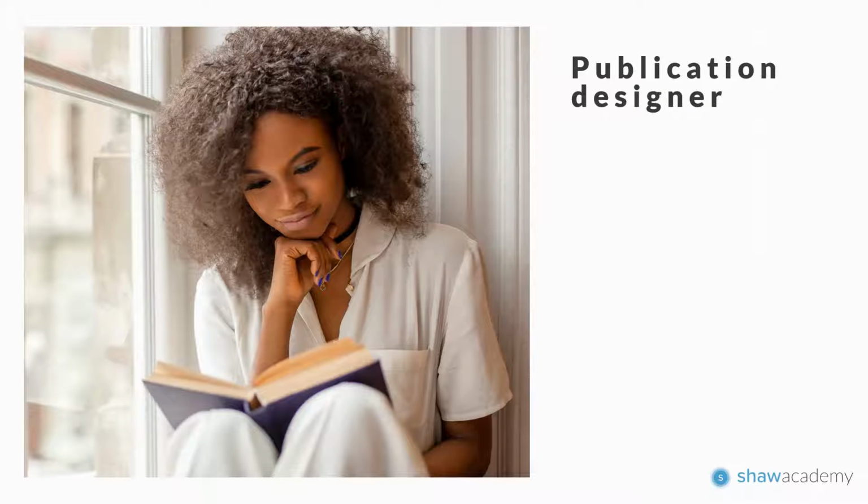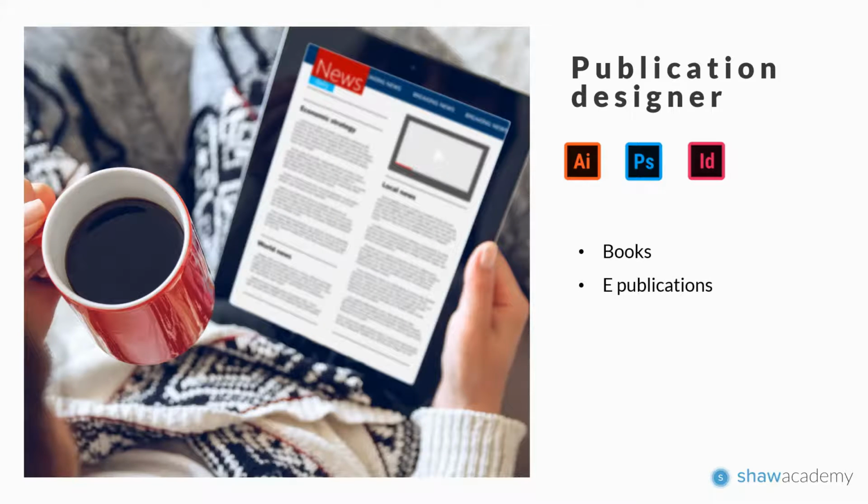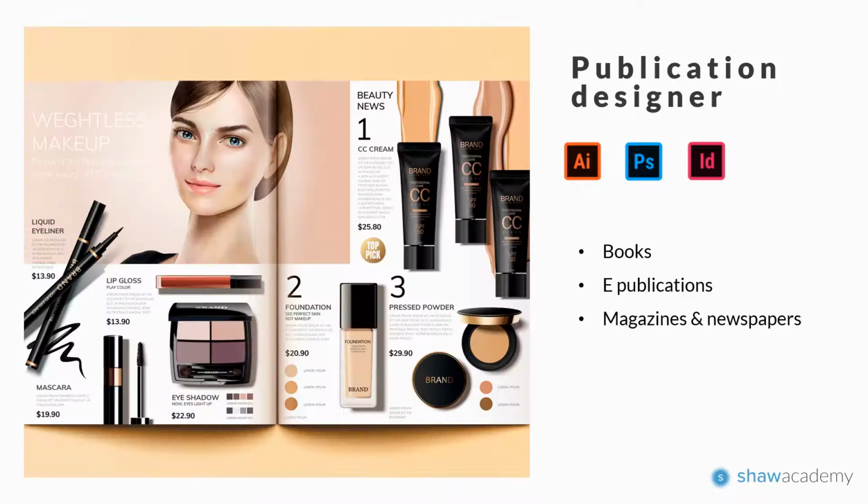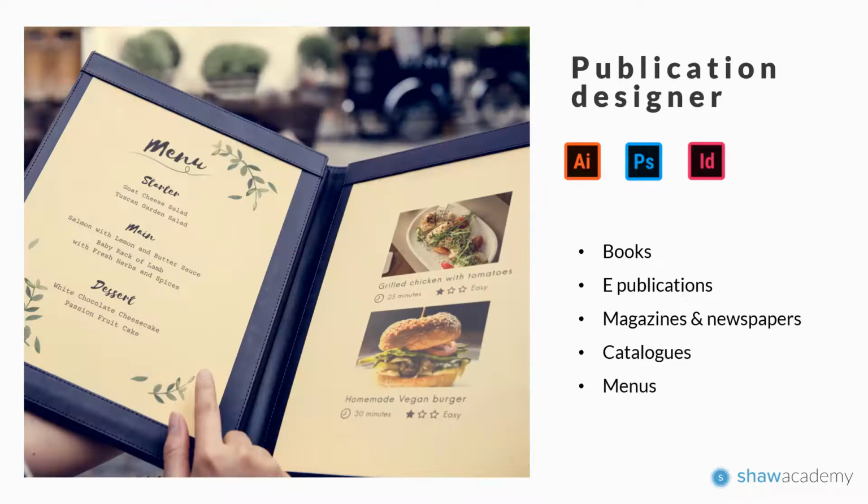As you would have noticed, some of these design careers tend to overlap when it comes to skill. Like an advertising designer, publication designers focus on publications like magazines and newspapers. More recently, publication designers have focused on a more digital approach, including e-publications and digital magazines. The skill set needed for this type of career would be the use of Illustrator, Photoshop, as well as InDesign. Examples include books, ebooks or e-publications, magazines and newspapers, catalogs, as well as menu design.